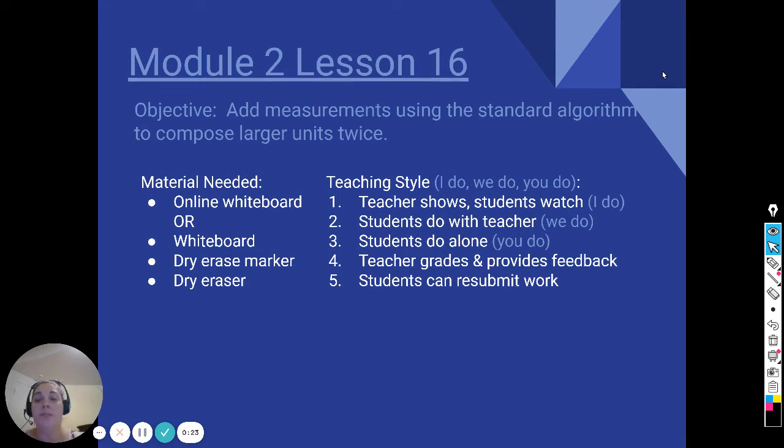The materials needed for today are your online whiteboard, or your whiteboard, dry erase marker and dry eraser. And we're going to continue to follow the teaching style where I do it, we do it together, and then you do it on your own.